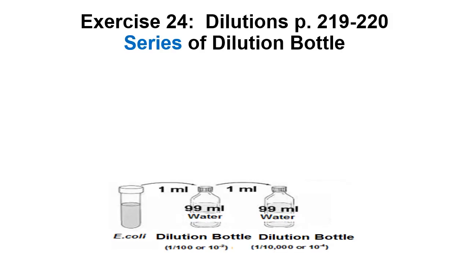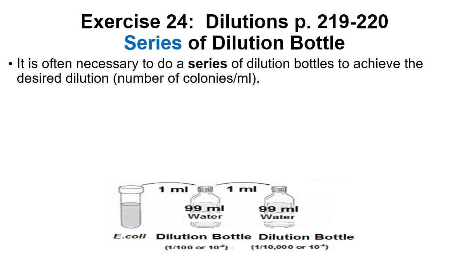Exercise 24, dilutions, page 219 through 220. A series of bottles. So as we saw in our initial turbid broth of E. coli, it was very cloudy. And we don't know how many cells are in there. That is the point of this exercise. But it looked very, very cloudy. So if we just diluted it once and we plated it, the likelihood of getting between 30 and 300 colonies is not likely. We probably would have over 300 colonies. So we'll further dilute our solution. It is often necessary to do a series of dilution bottles to achieve the desired dilution, the number of colonies per milliliter.